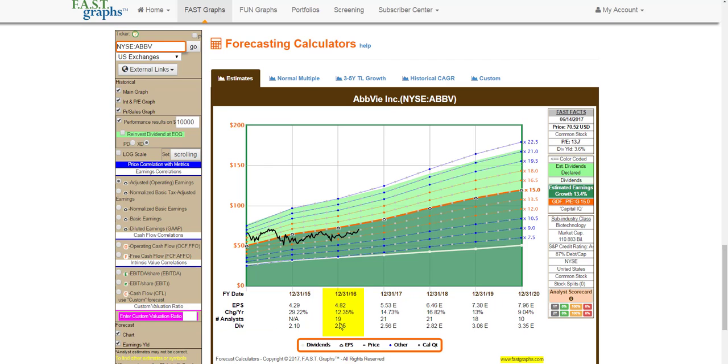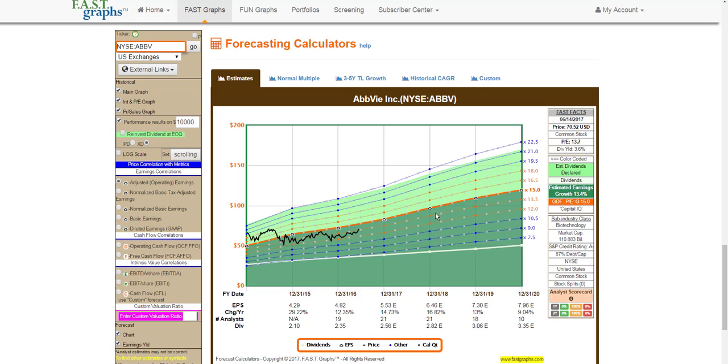There are 19 analysts that were forecasting earnings for 2016. The company has a December fiscal year. There are 21 analysts forecasting earnings growth of 14.73% for this calendar and fiscal year, and the same 21 analysts forecasting earnings growth of 16.8% for 2018, and it drops off to 18 analysts forecasting another 13%.